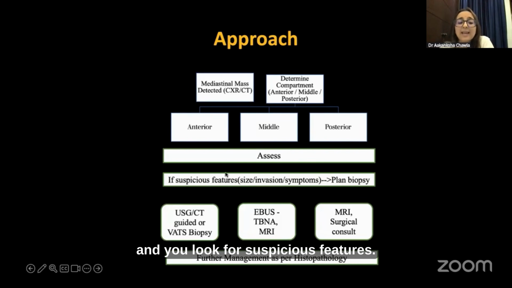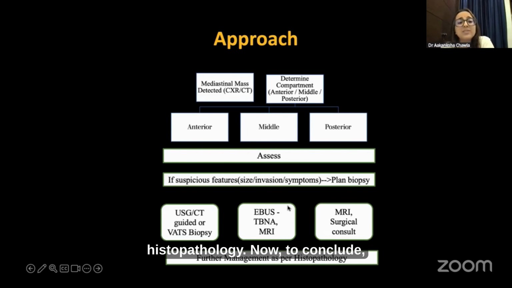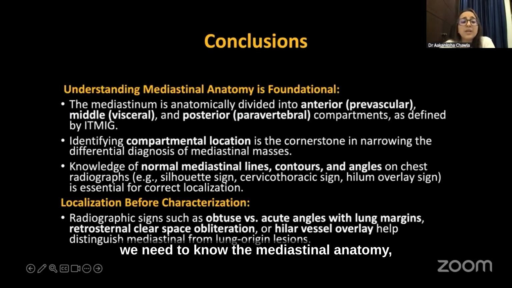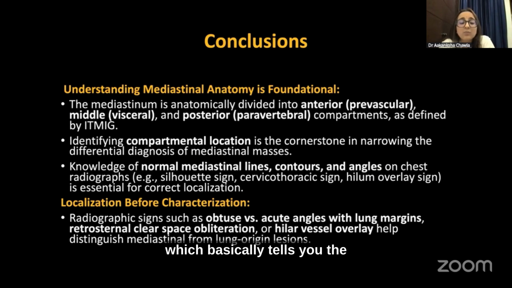Then you assess and you look for suspicious features. You look at the size, invasion, patient symptoms, what is the presentation. Then you accordingly plan how to approach, whether you do a USG or CT guided or a VATS biopsy, an EBUS TBNA, whether you do an MRI, or in some cases take a surgical consult. And then further management of the lesion would depend upon the histopathology. Now, to conclude, we need to know the mediastinal anatomy, which is foundational. You need to know which compartment it belongs to, which basically tells you the exact location of the mass.